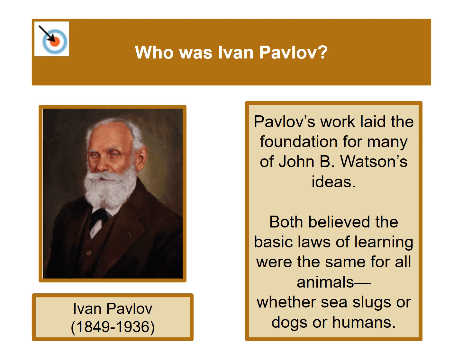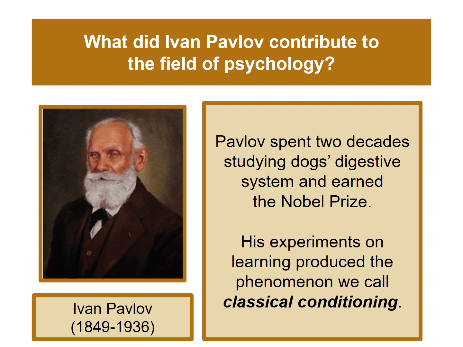And another person we're going to bring back, and we did not go very deeply with Pavlov, but we are going to with this lesson, Ivan Pavlov. So Pavlov's work laid the foundation for many of John Watson's ideas. Both believed the basic laws of learning were the same for all animals, whether sea slugs, dogs, or humans. Pavlov spent 2 decades studying dogs' digestive systems and ended up earning the Nobel Prize for it. His experiments on learning produced the phenomena we call classical conditioning that we just went over.